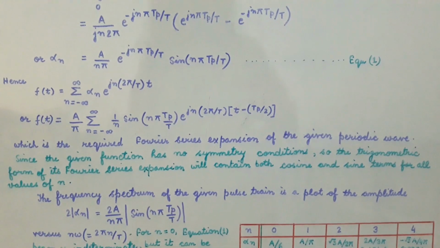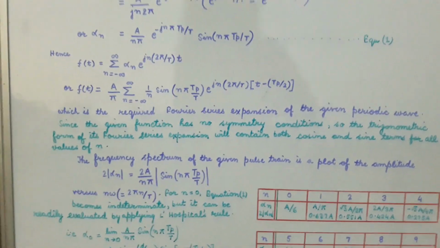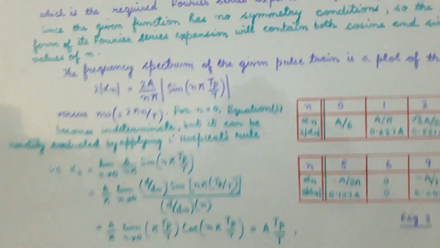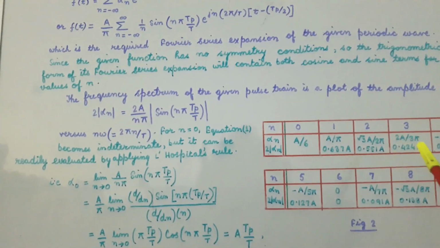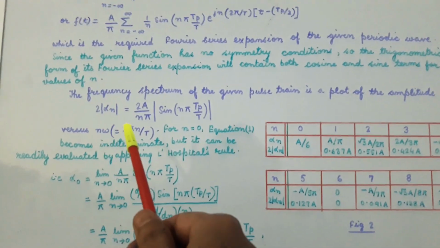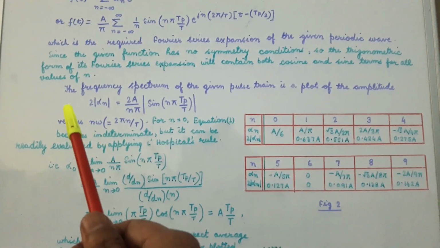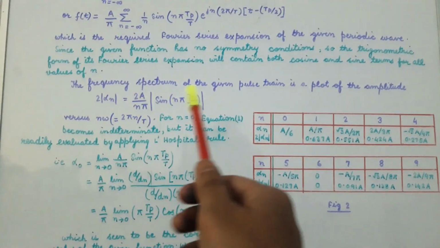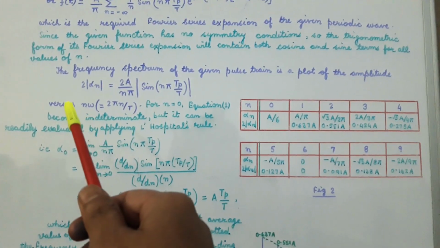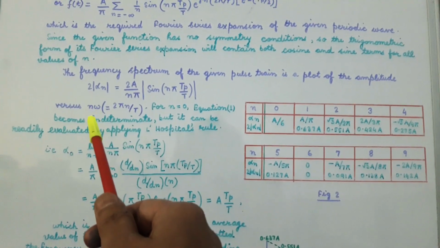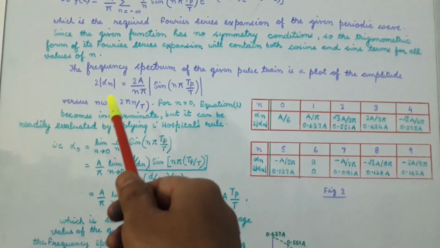Now, suppose we want to find the frequency spectrum of the given periodic rectangular pulse train. So, we need to know what the frequency spectrum is. The frequency spectrum for any wave is a plot of the amplitude, 2 times magnitude of alpha n, versus n omega. So, we will find the value of 2 times the magnitude of alpha n, given by this expression. We know that omega is 2 pi by T, so n omega is equal to 2 pi n by T.